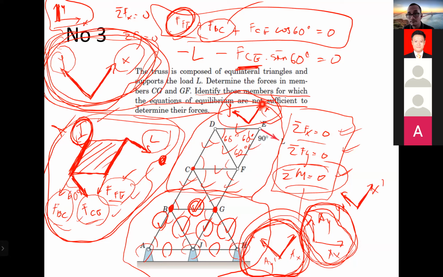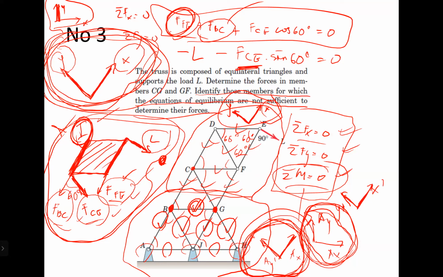So L is supposed to be determined, or can be determined, because we don't know the value. So L can be determined or L cannot be determined. L can be any magnitude.